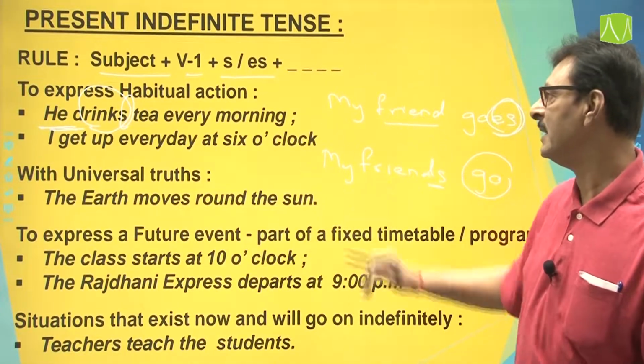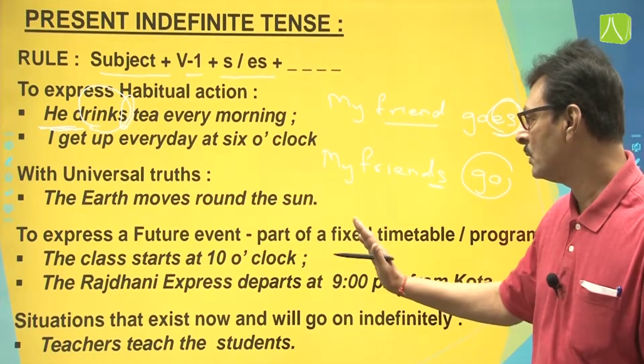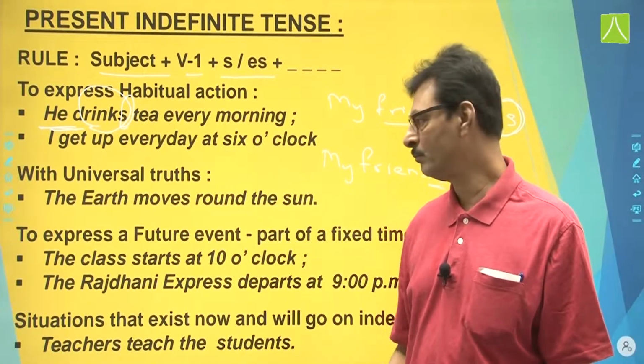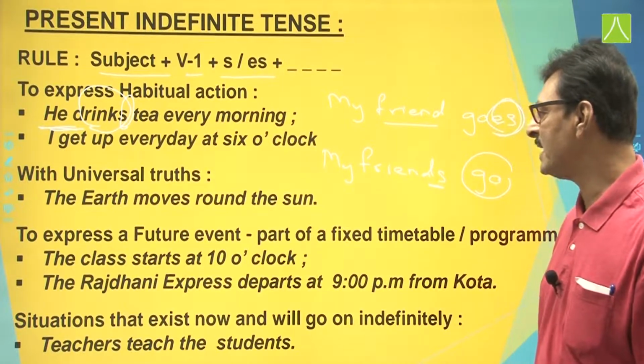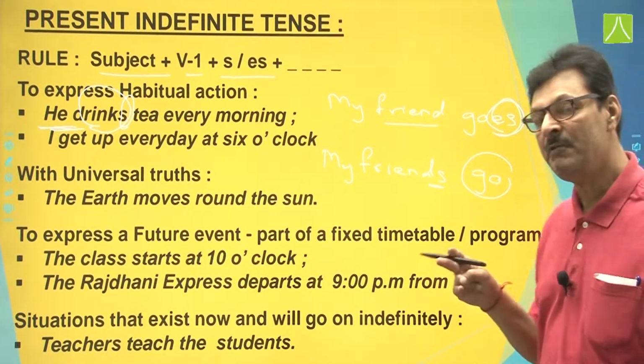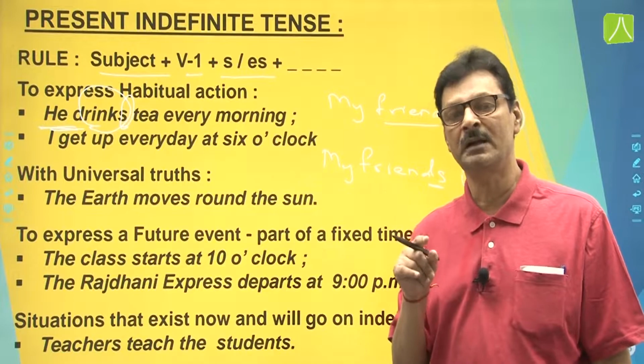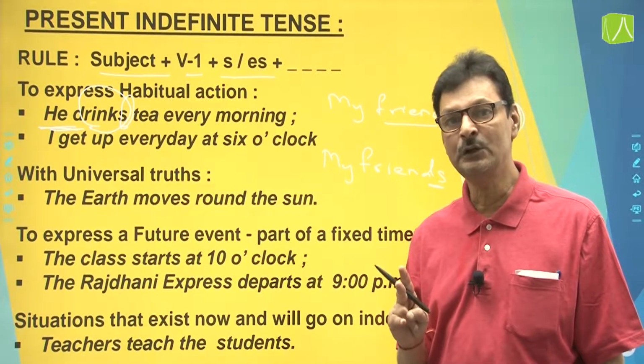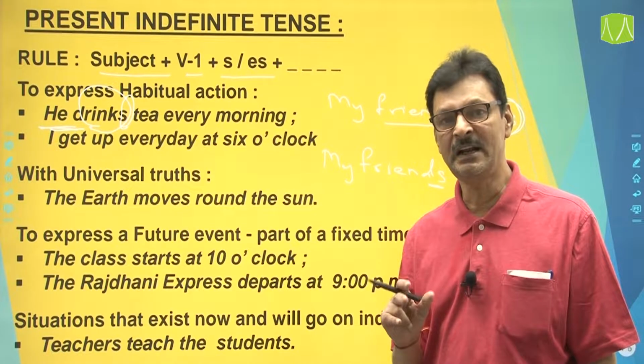Moving ahead, present indefinite tense is also used to express the universal truth. The earth moves around the sun. Some more usages to express the future event. So, even if we want to express the future event which has been pre-scheduled or the timetable is scheduled, then we can use present indefinite tense.